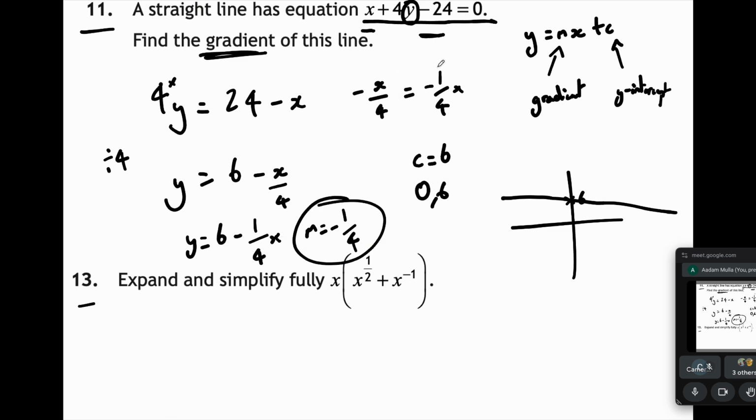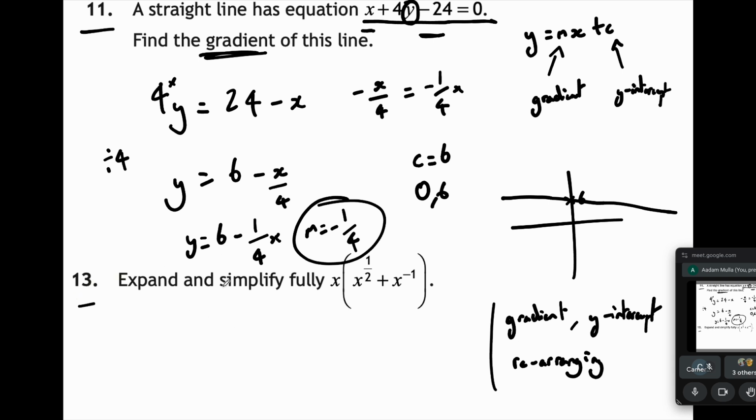If you found this question tricky or you found it hard to follow along, two things I would revise are gradient and y-intercept, and rearranging. I'm not going to spend too much time on it today because this was answered a little bit better than the other questions, but if you want to spend some time on it on your own, you can look at those two topics.